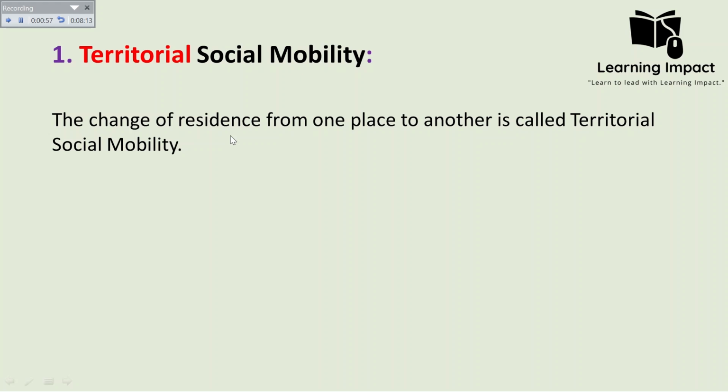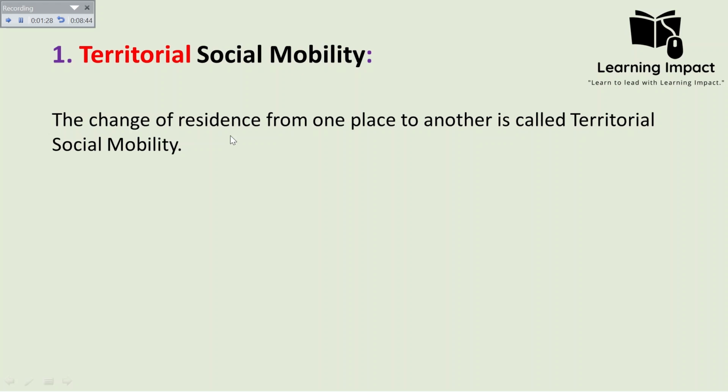Another example of territorial social mobility could be internal wars and conflicts. Whenever there is a war, conflict, or unpeaceful situation in a country, people migrate from one place to another. Also some historical events, for example the independence of Pakistan, when United India was divided, millions of Muslims migrated to Pakistan. It was also a territorial social mobility, a movement from one condition to another, but in the context of territory or residence.